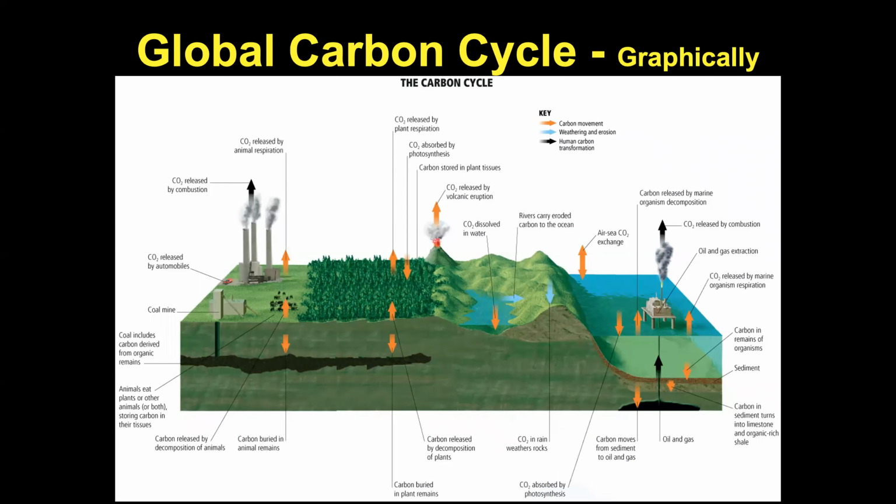And here's the idea of the carbon cycle. Again, this is not for you to memorize this graphic. This is so that you understand that when the arrows are pointing up or down, that's either a source up or a sink down. Like the hydrologic cycle, water, right? This is the carbon version. So this is carbon movement, weathering and erosion of material, and then human carbon transformation. So of course, the combustion.